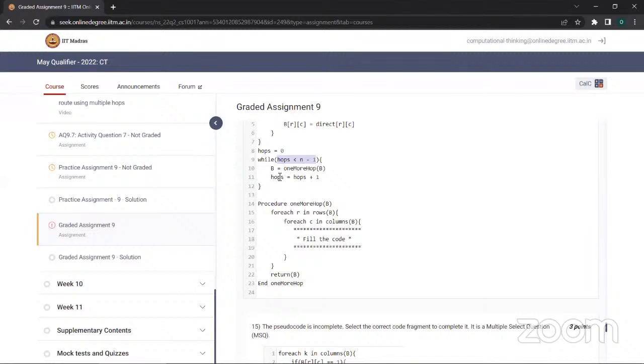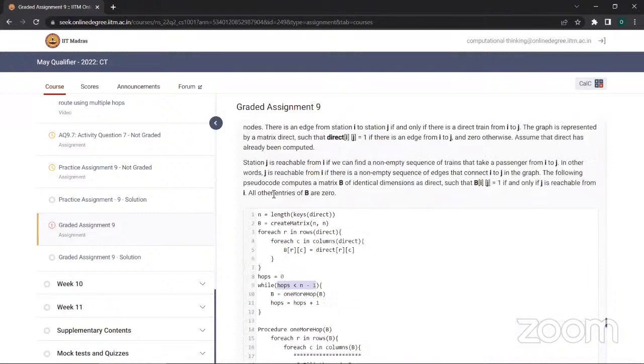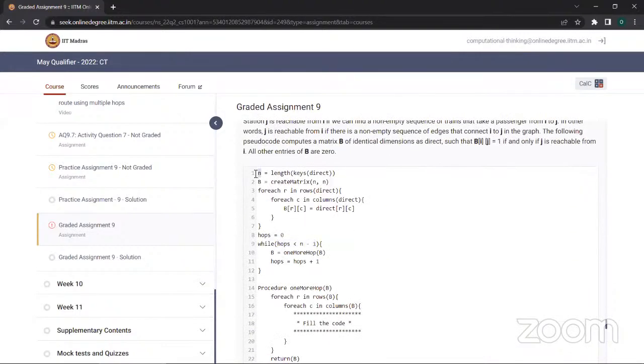Is n the length? No, n is the total number of stations. You remember this? N is the total number of stations, the length of that list, which is the total number of stations. Okay, got it now.